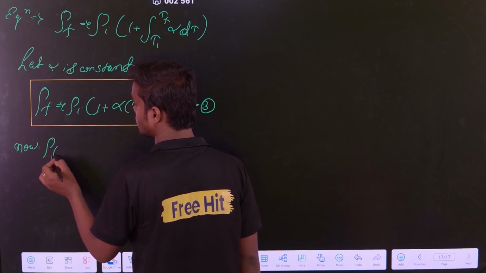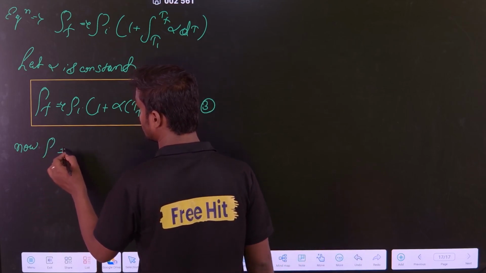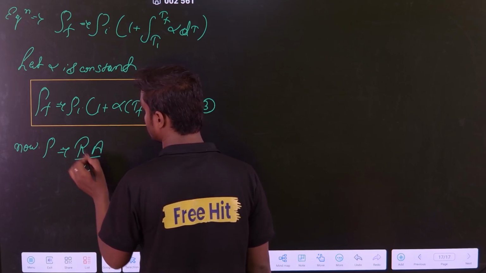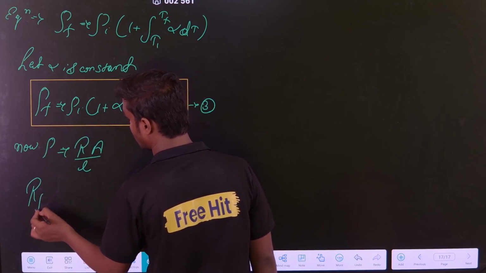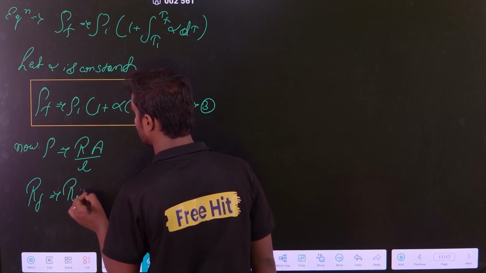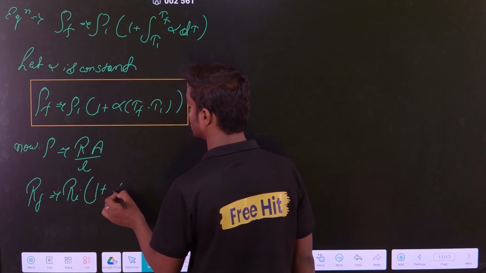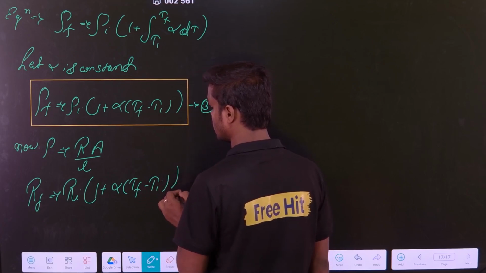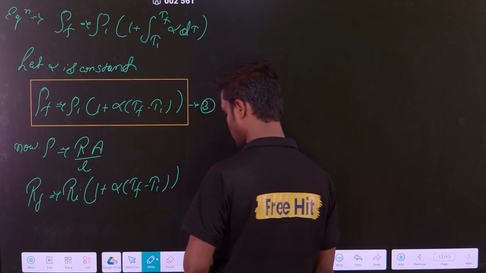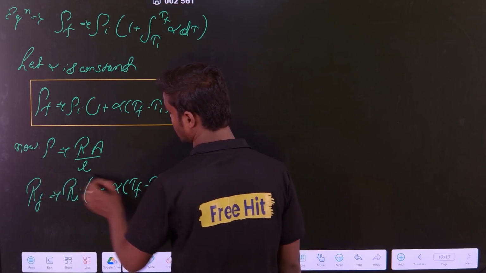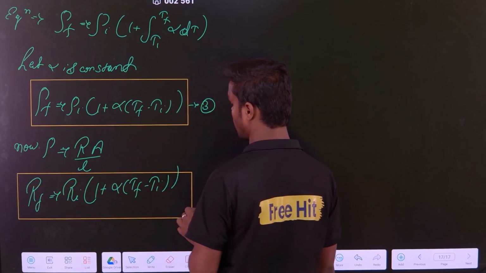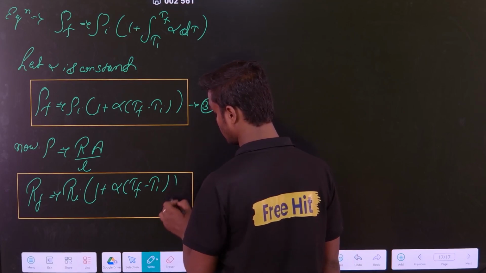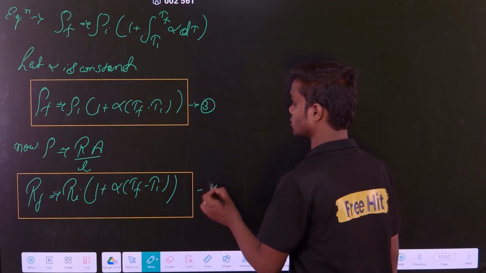Now we know rho is equal to R into A divided by L. Just put it everywhere. So what you will get? Rf is equal to Ri into 1 plus alpha into Tf minus T initial. You can put it in any equation. I am putting it in this equation. Where there is a rho f, you can replace it by rho I. So this is the 4th equation we have got.